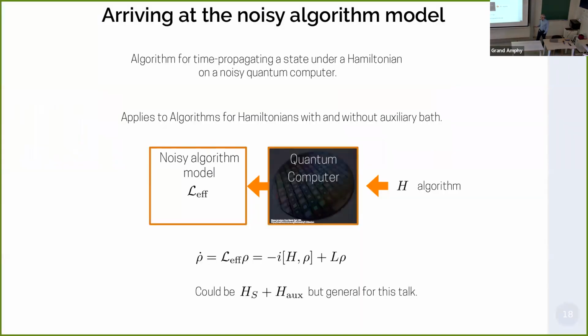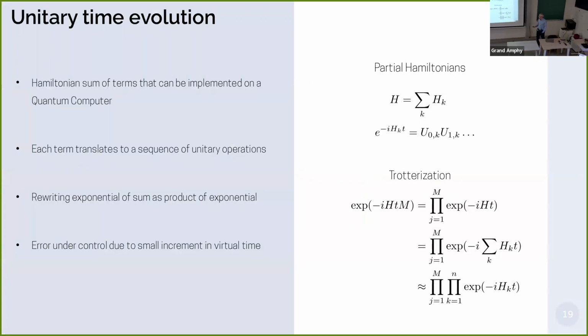All right. We put in some type of Hamiltonian and an algorithm to create the time evolution under this Hamiltonian. And what we want to get out is a static master equation for the noisy algorithm model, which consists of the coherent time evolution under the Hamiltonian plus additional Lindblad-like noise terms. All right.